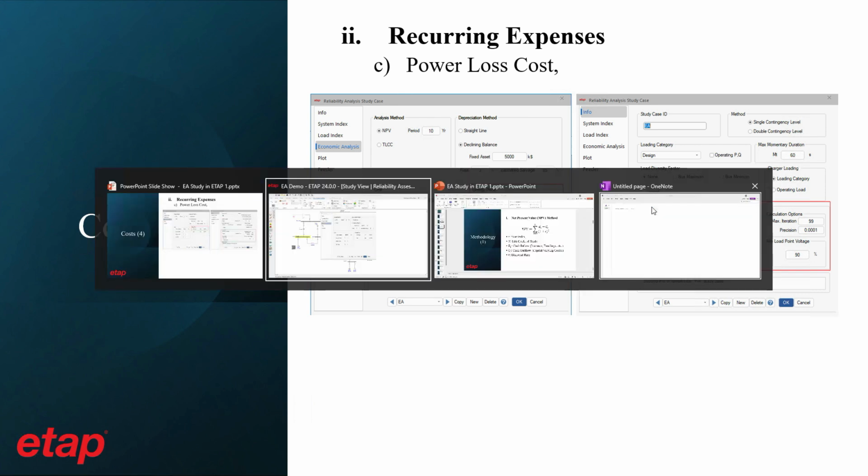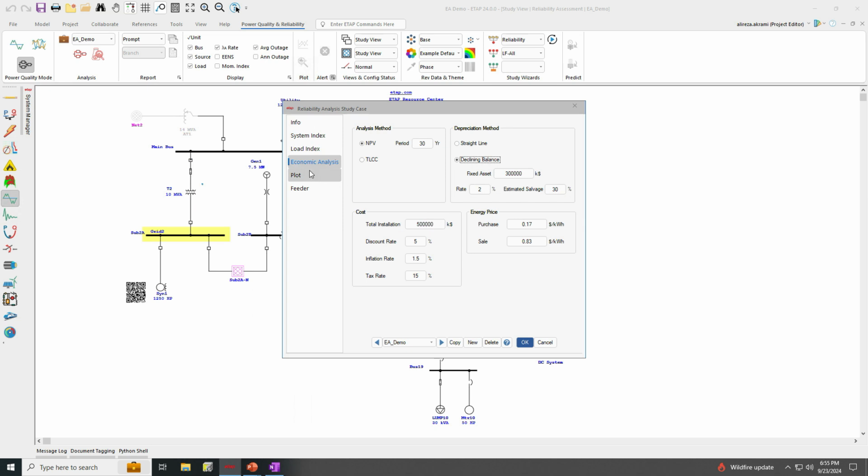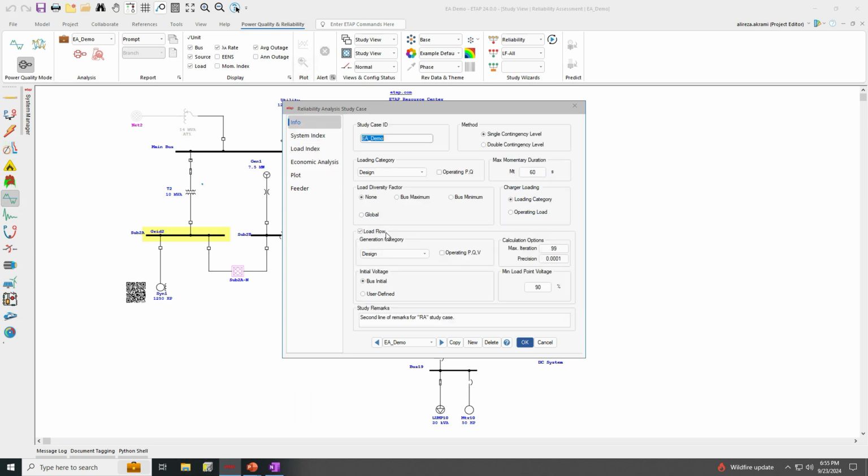We can quickly check that on the ETAP side as well. So if I go to the info page, I can see that I have a load flow option here. Upon unchecking this load flow option, the power loss costs will be no longer included in this study.